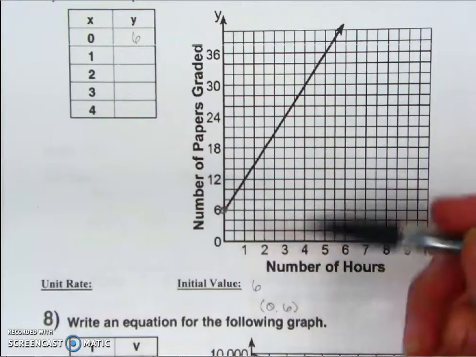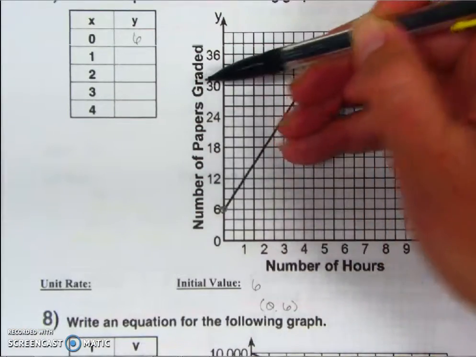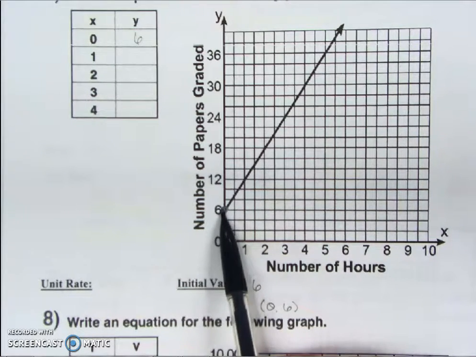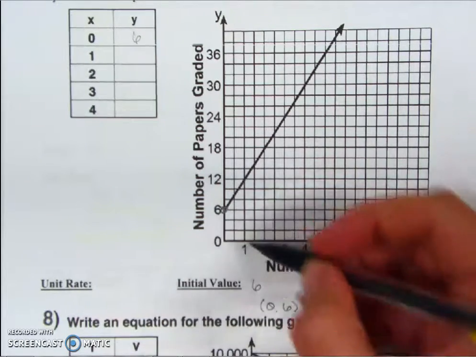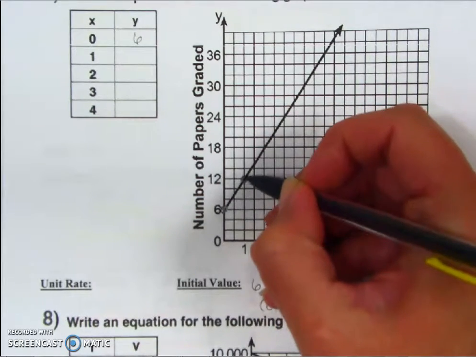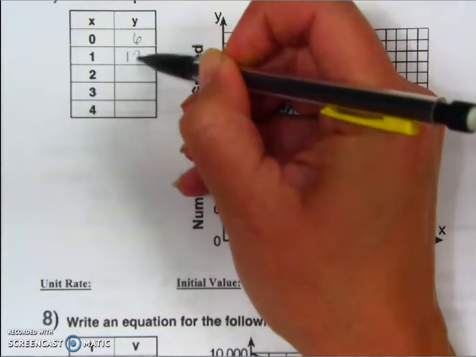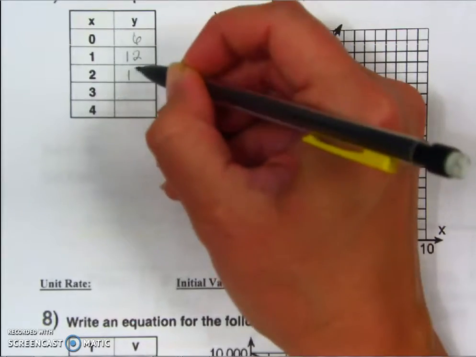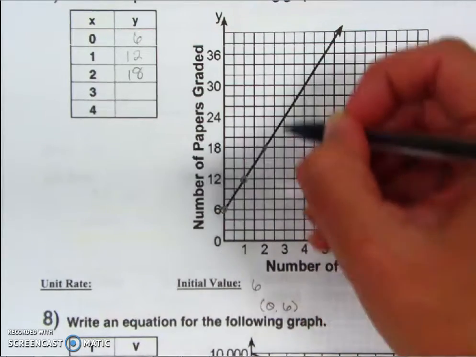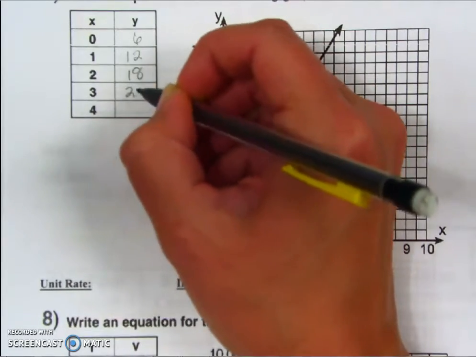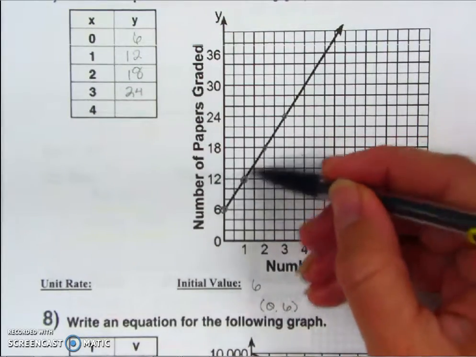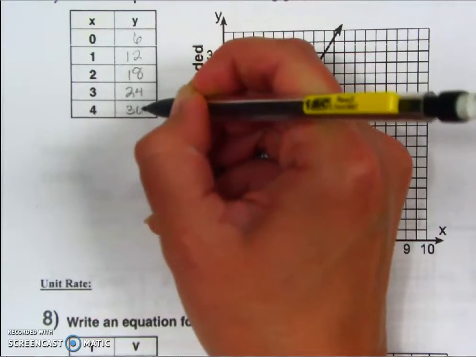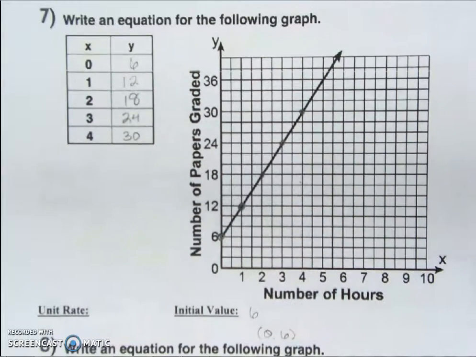So we can already start writing an equation. Let's see, number of papers graded to number of hours. So after 0 hours, apparently I already have 6 papers graded. After 1 hour, I'm going to look up here. It looks like I have 12 papers graded. 12 papers right there. After 2 hours, I have 18 papers graded. After 3 hours, I have 24 papers graded. And after 4 hours, I have 30 papers graded. All right, so there's all of our little ordered pairs that match this graph.